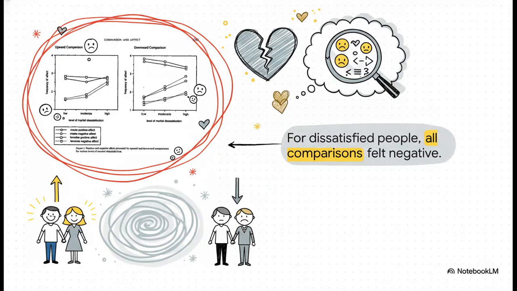This study illustrates the point perfectly. Researchers looked at people who were already feeling pretty dissatisfied with their marriage. And for them, any comparison, whether it was to a happier-looking couple or a less happy one, it just made them feel worse. The key takeaway is, if you're already starting from a negative place, social comparison in pretty much any direction just reinforces those bad feelings.